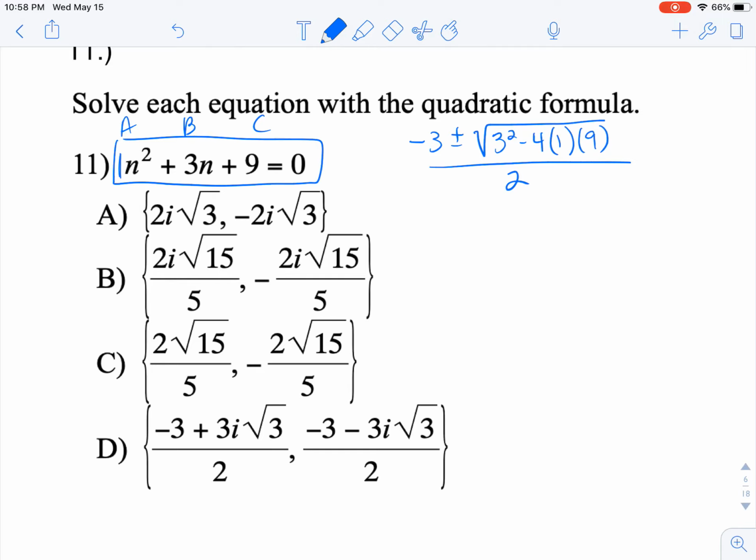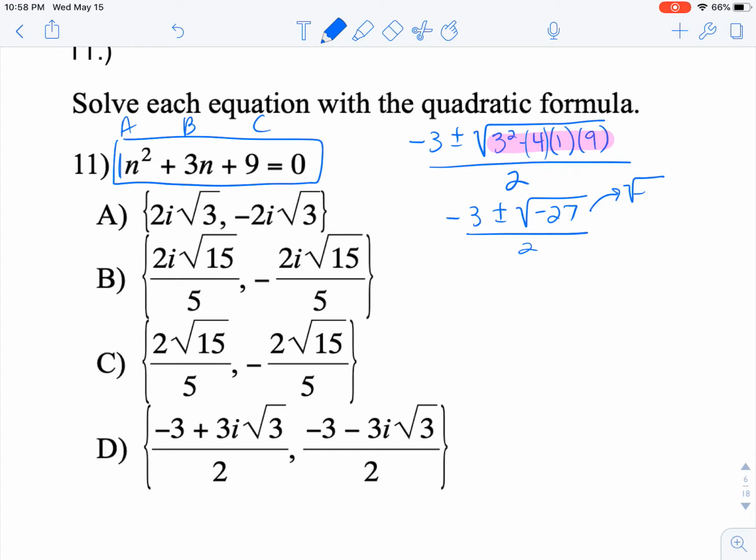All right, so now I'm going to simplify. I start with simplifying what's underneath the radical. So you can do this on your calculator. I would type it in exactly how it looks here. I might even put parentheses around the 4. I would do it exactly like that. Put that into my calculator. When I put that in, I end up with negative 3 plus or minus the square root of negative 27 all over 2. So we need to simplify the square root of negative 27.